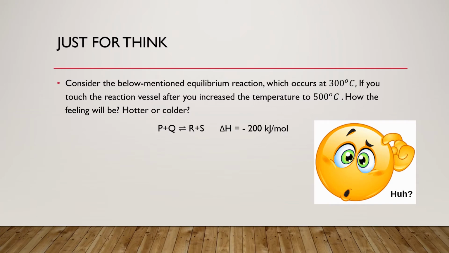Just think about it. If you have a reaction like P plus Q gives R plus S, which has an enthalpy change of minus 200 kilojoule per mole, and the reaction occurs at 300 degrees Celsius, you want to increase the temperature up to 500 degrees Celsius. How does the equilibrium react?